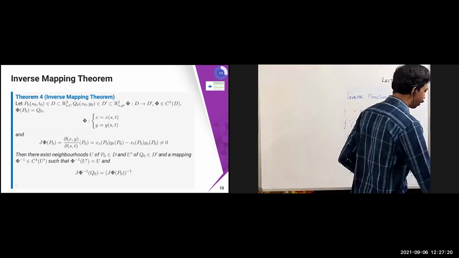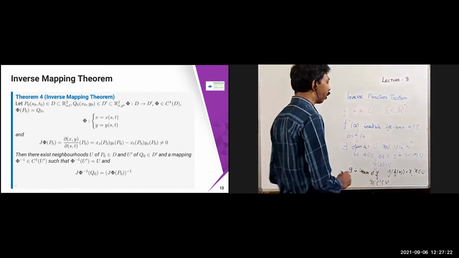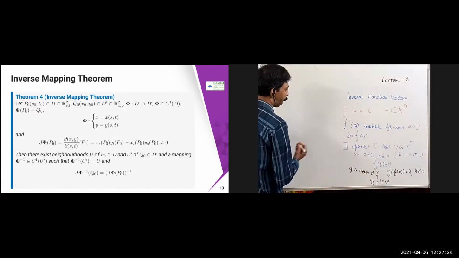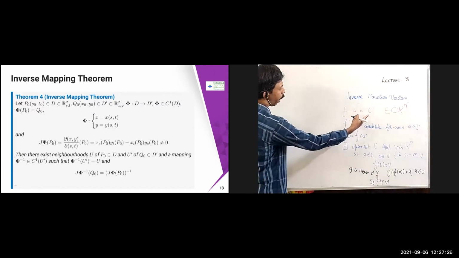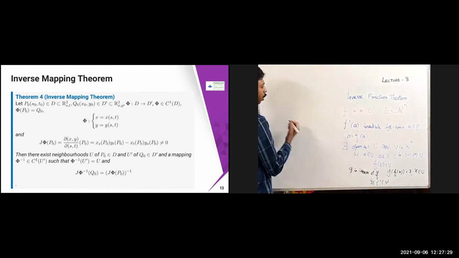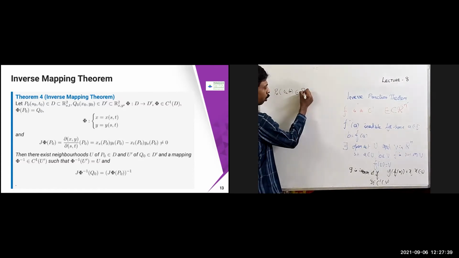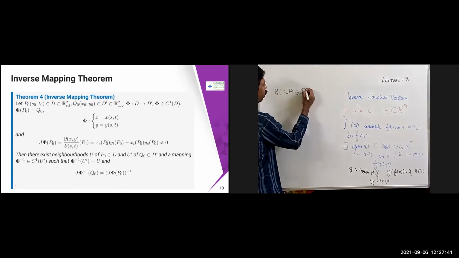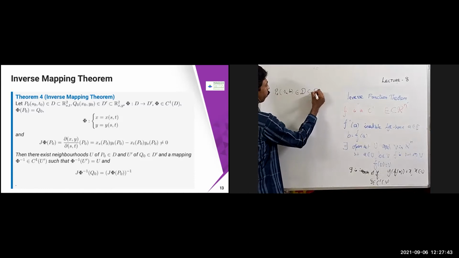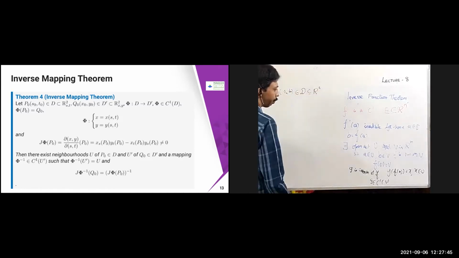So let us rewrite this theorem in R square. What I am going to take is a point A belonging to E. In the place of A I am going to take P naught, which is going to be S naught comma T naught, two parameters. So it belongs to D, which is a subset of R square.